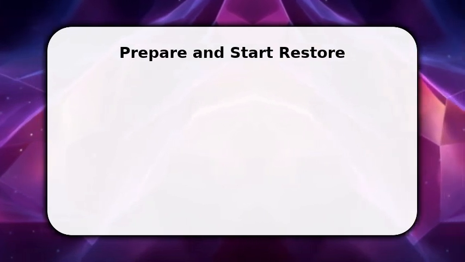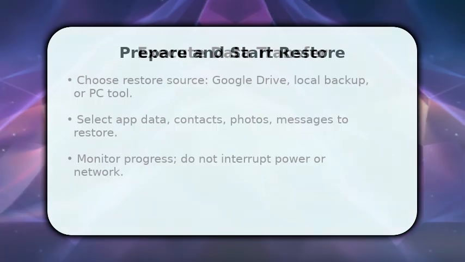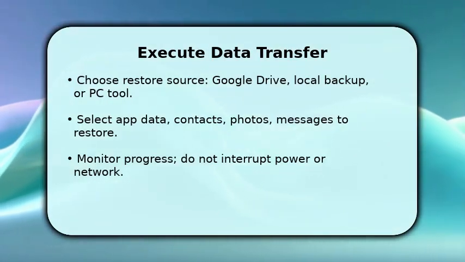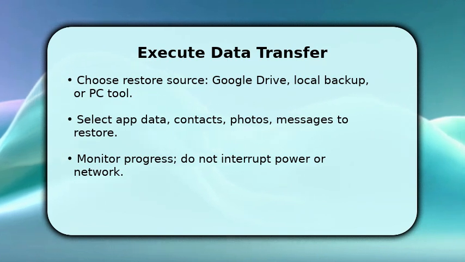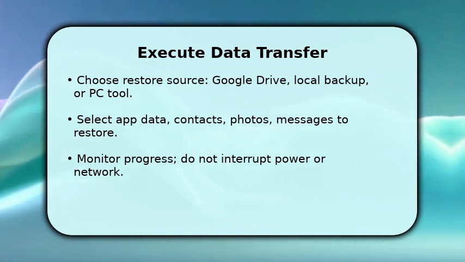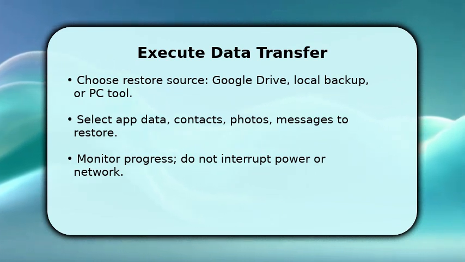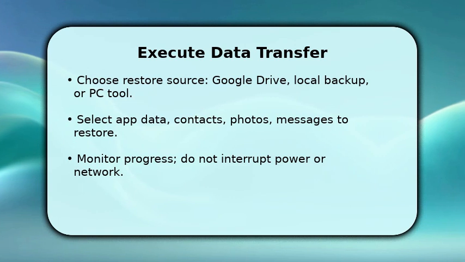Once done, open Settings, Right Arrow System, Right Arrow Backup, and locate the Restore option so you can start transferring the saved data. You now pick the correct source: Google Drive for cloud backups, local backup on an SD card for offline restores, or a PC utility for advanced recovery. Select the specific items to restore: app data, contacts, photos, messages, because restoring everything can be slower.